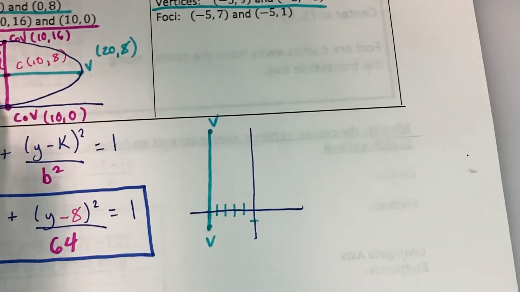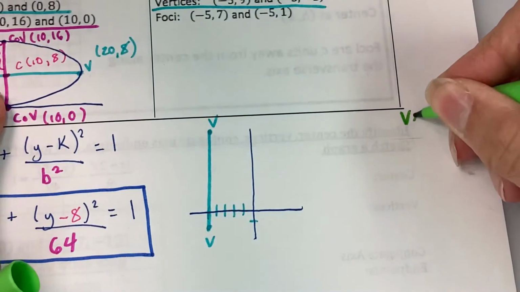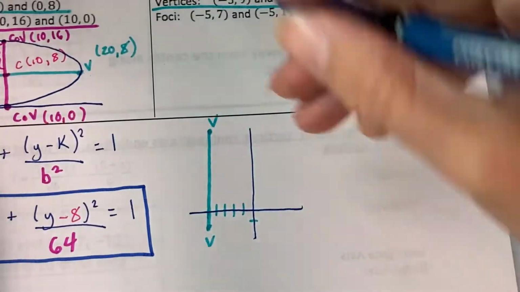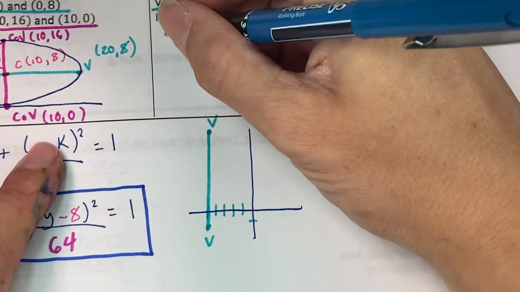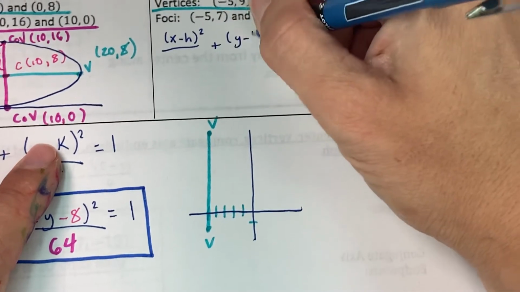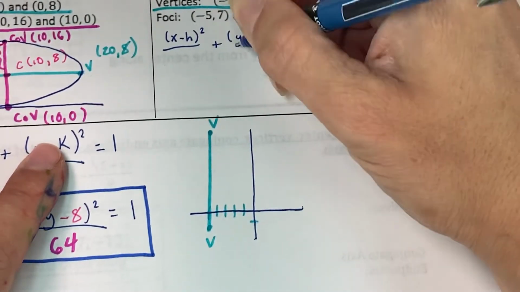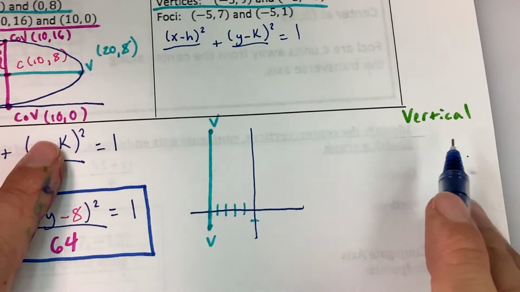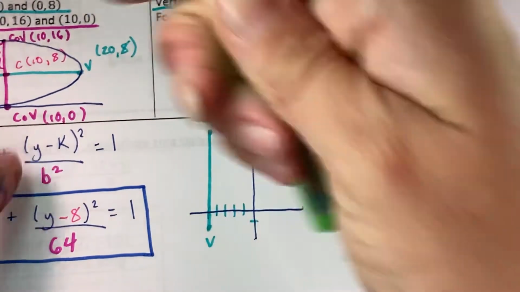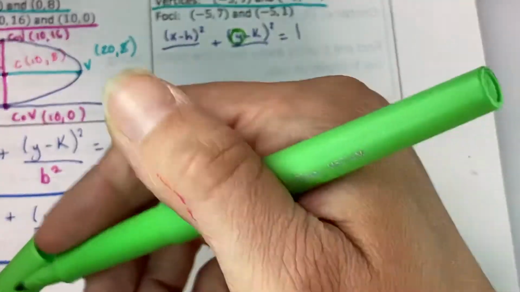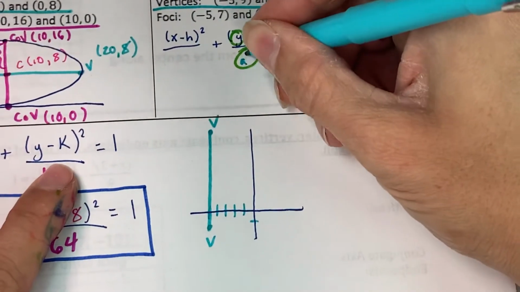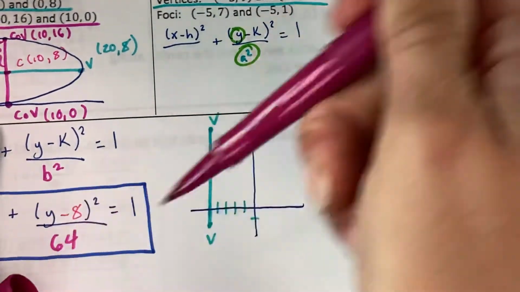So what does this tell me about the ellipse? It tells me that this is vertical. And this is important because in my equation, it will be (x minus h) squared over something plus (y minus k) squared over something equals 1. And since it's vertical, my larger a squared will go underneath my y term. So a squared goes here, and b squared goes under my x stuff.